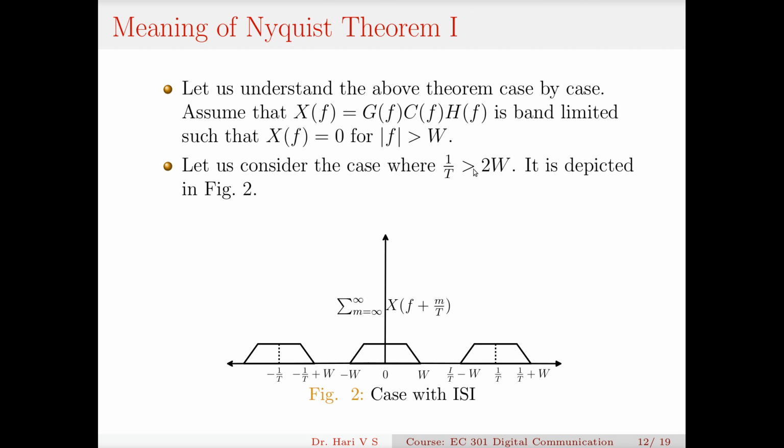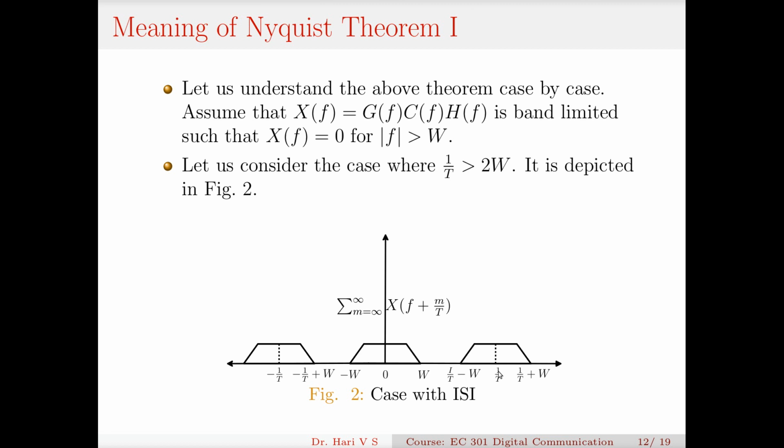Now let us consider a case where this 1/T is greater than 2W, so that this X(f) looks like this. That is, this 1/T is greater than 2W. This is the width of my pulse X(f). This is the spectrum of my X(f). So this is my sampling rate 1/T. Somewhere here I have 1/T. And if you look here, this is from minus W to W, and here this is my 1/T. So this width is W, because from here to here it is W, from here to here it is W.